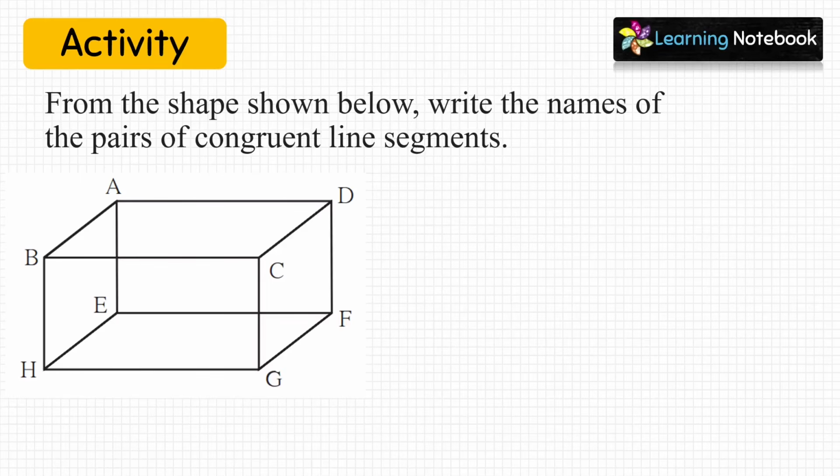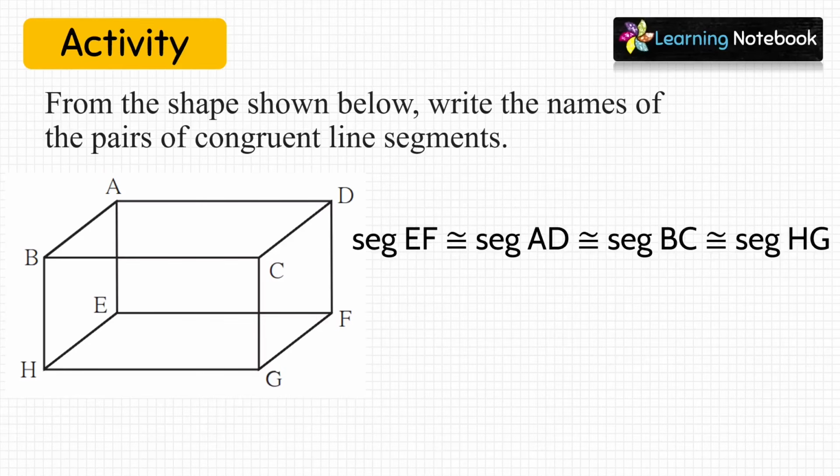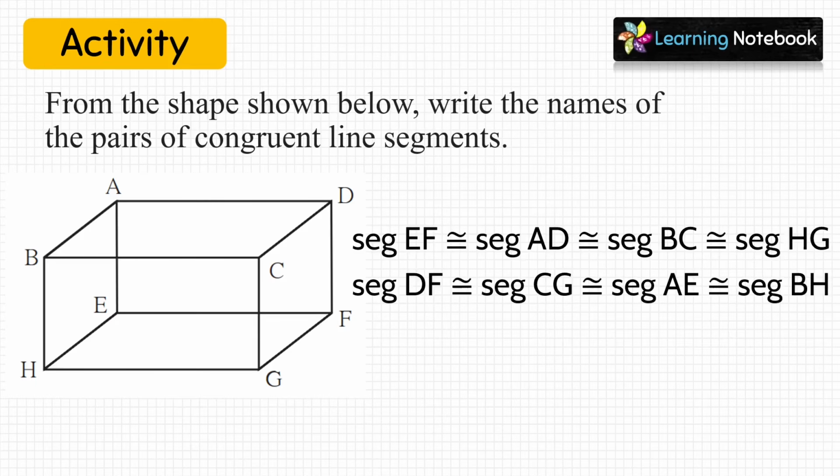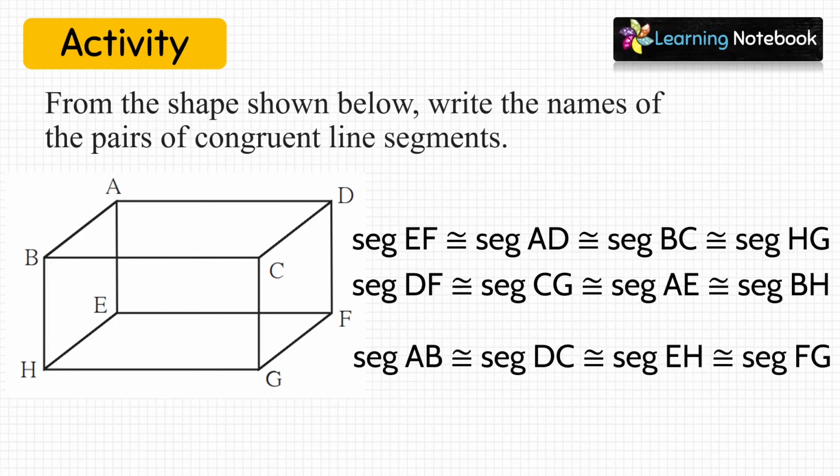Now, I will tell you all the congruent line segments here. Segment EF is congruent to segment AD, which is congruent to segment BC, which is congruent to segment HG. Then, segment DF is congruent to segment CG, congruent to segment AE, congruent to segment BH. And segment AB is congruent to segment DC, congruent to segment EH, congruent to segment FG.